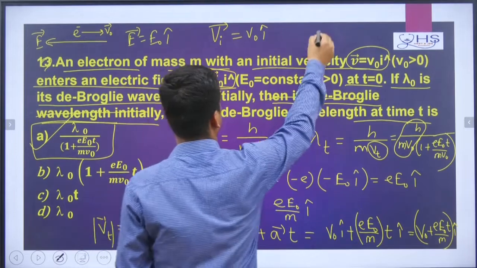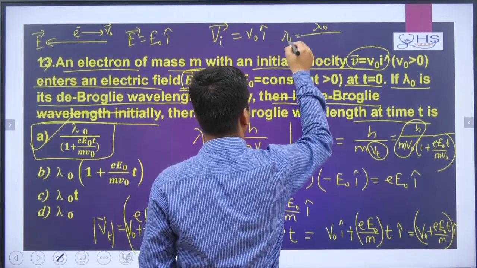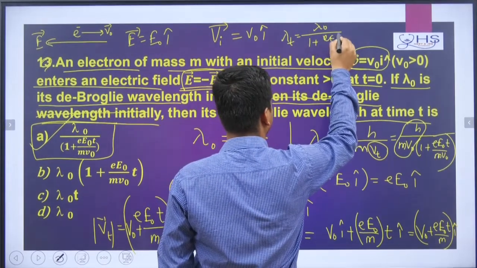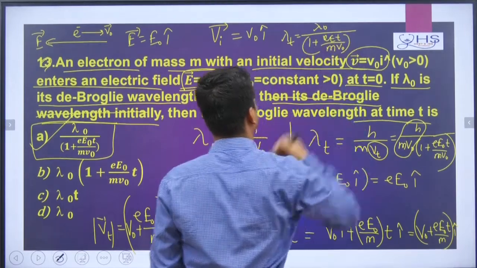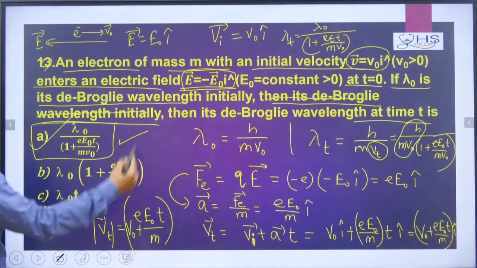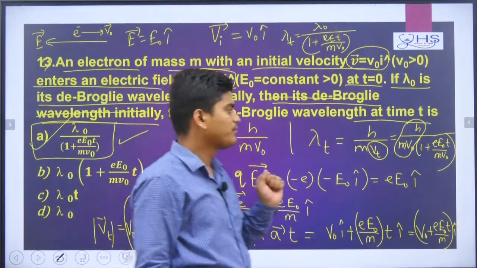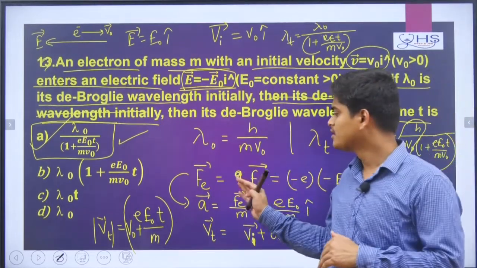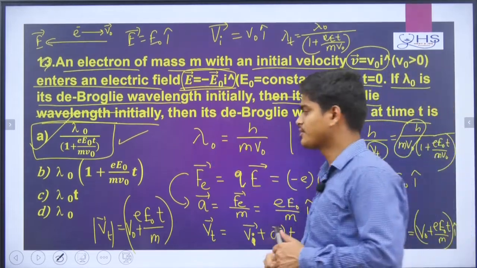So in the last expression, if you want to write, I will write lambda naught by, so your lambda t is nothing but lambda naught by 1 plus E naught t by m v naught. So this will be the answer. The answer will be option A, E naught t by m v naught. Okay, so this is the idea. Remember, whenever this type of field and force and acceleration you need to consider, and if they give lambda naught, you can find lambda t in terms of lambda naught.